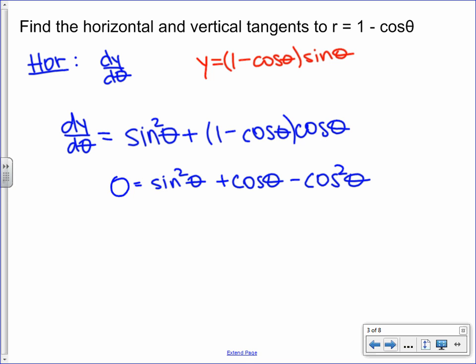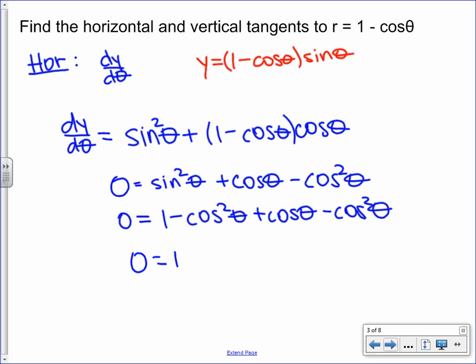Since this is a cosine squared and this is a cosine, we're going to want to change this also to cosine so we could have a perfect square. So sine squared is the same as 1 minus cosine squared. 1 minus cosine squared plus cosine minus cosine squared. So what we are working with is 1 plus cosine of theta minus cosine squared of theta.